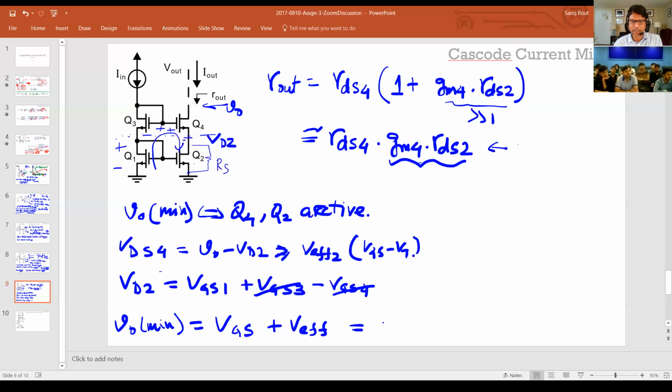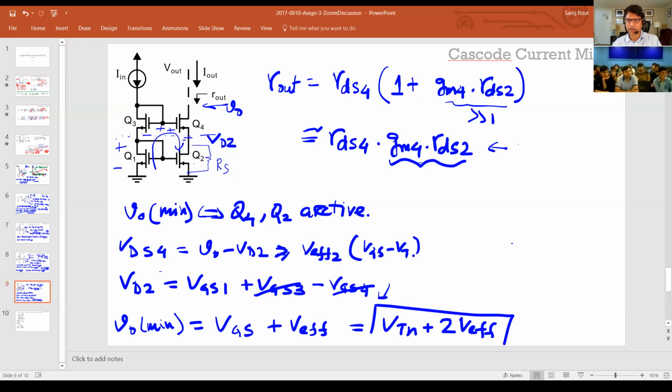So I can write this as VGS is nothing but VT plus V effective. So I can write this as VTN plus 2V effective. So this is the minimum voltage you need across this cascode current mirror. I'll show you in the next problem how to improve that situation. But this cascode mirror will require at least this voltage.